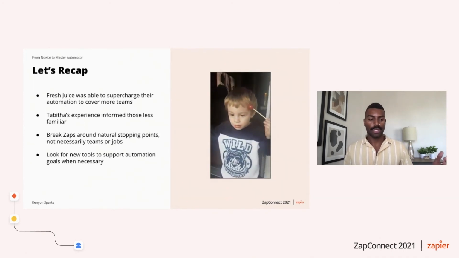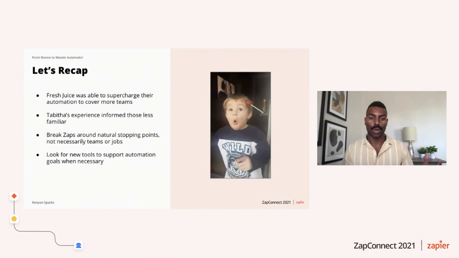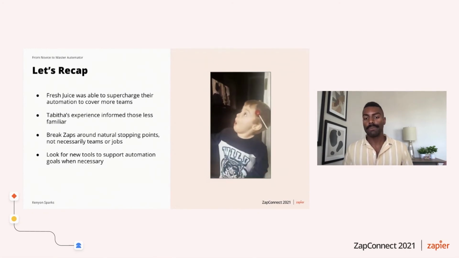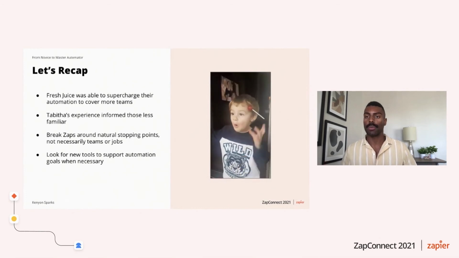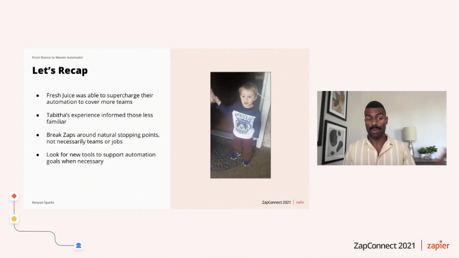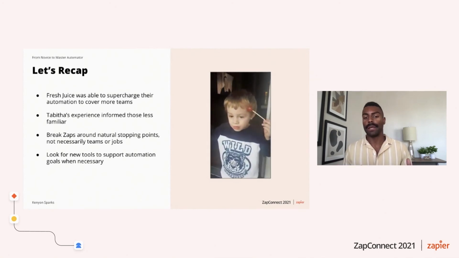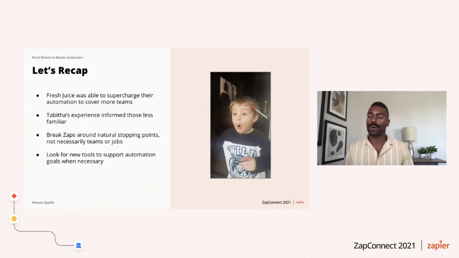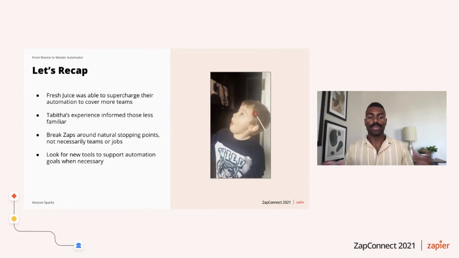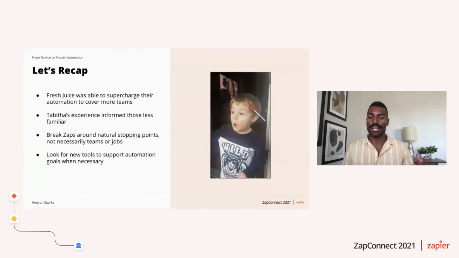Let's recap. Tabitha's experience using Zapier for her own work was able to help the rest of the Fresh Juice team supercharge their automation to cover more departments. If we look at where we began with a simple Zap used to add leads to their CRM, things have evolved quite a bit. They now have 6 Zaps covering 4 company functions. They were able to get here by leveraging Tabitha as the automation expert.